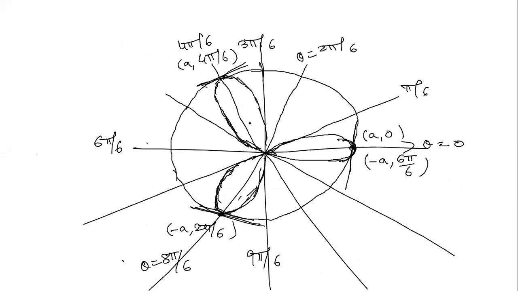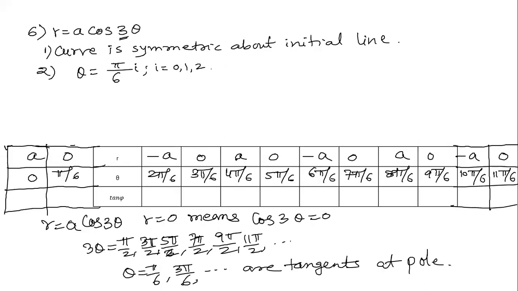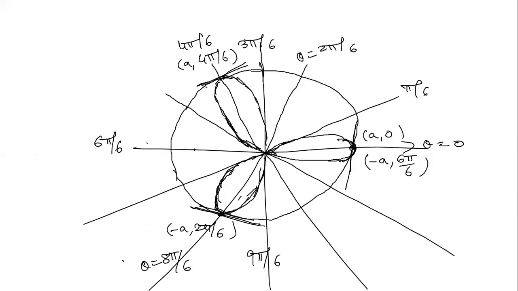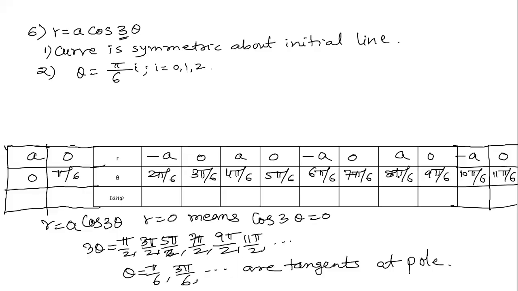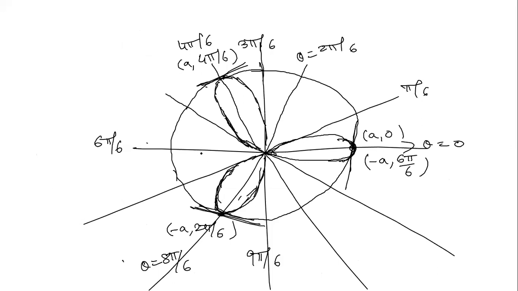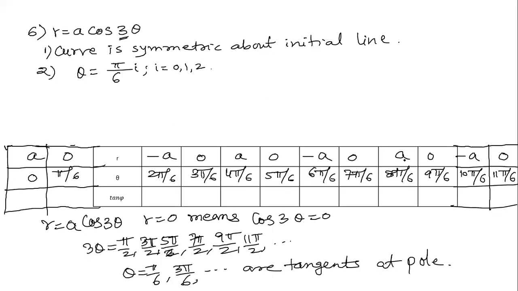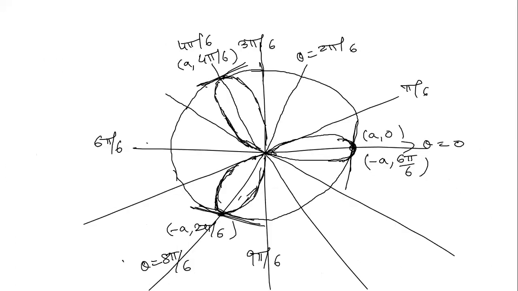Now next thing is interesting. After this, theta equal to 6 pi by 6 and r equal to minus a, in opposite direction. It has been already drawn. And after that, theta equal to 8 pi by 6, r equal to a. That is already drawn. And the last also, theta equal to 10 pi by 6, r equal to minus a. That is also already drawn.